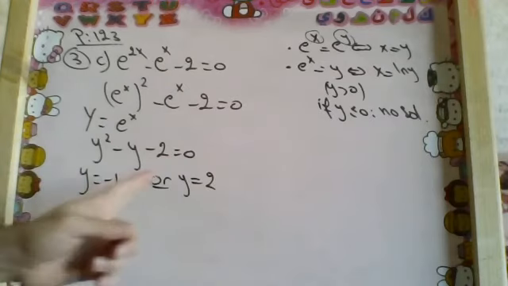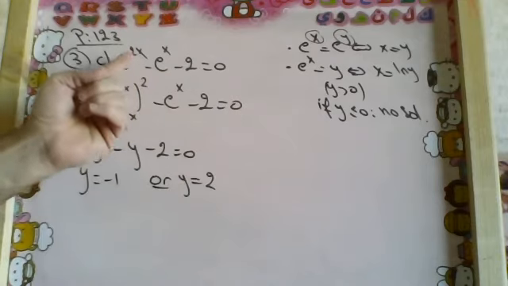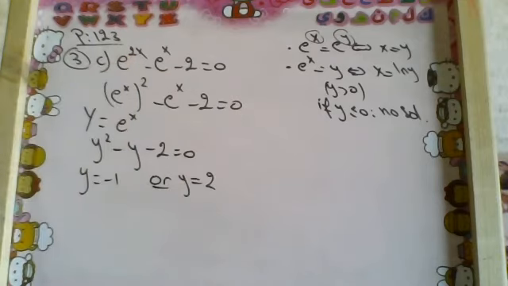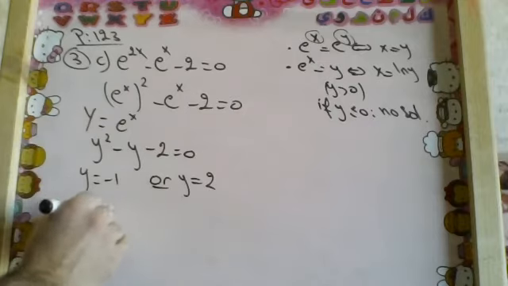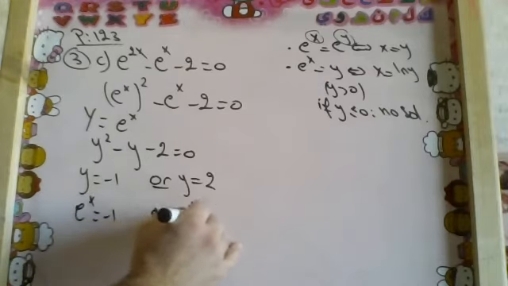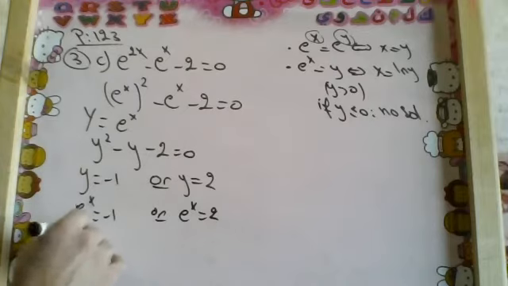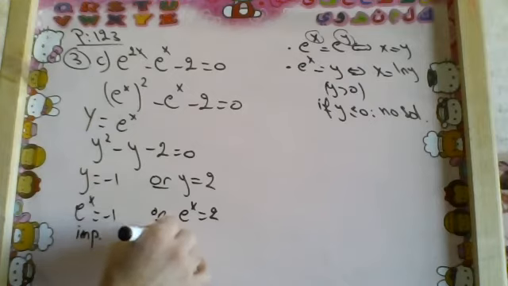Of course, you don't stop at this step because the question says solve this equation, so you have to find x. Here you found y. Now replace y by e power x. So e power x is equal to negative 1, or e power x is equal to 2. This one is impossible. And from this one you get x is equal to ln 2.